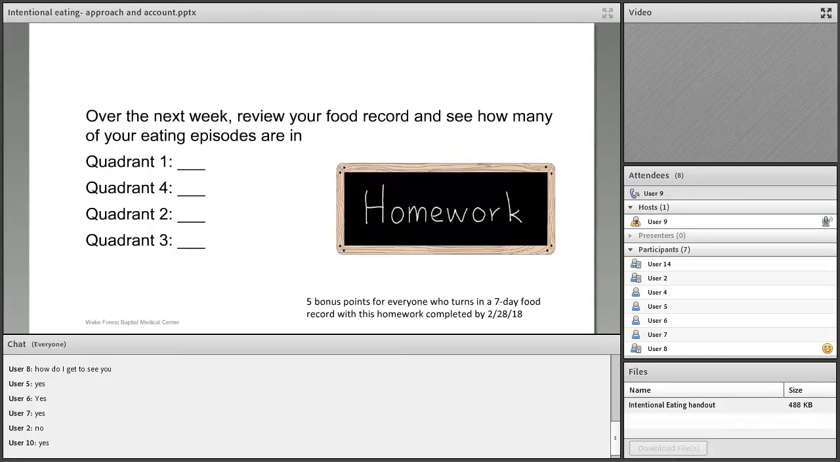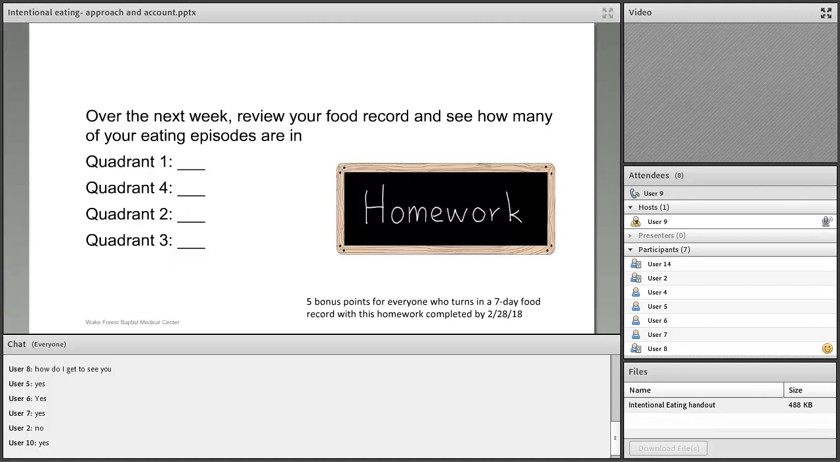Okay, so I'm going to give out some homework for those that are here online with us today. Here's what I want you to do. Over the next week, I want you to do an active food record, whether using the On-Track system or MyFitnessPal or just a plain old food journal, notebook, pen and paper, however you want to do it. I want you to record a food journal for the week, and then I want you to go through and rate how many of your eating episodes are in quadrant 1.